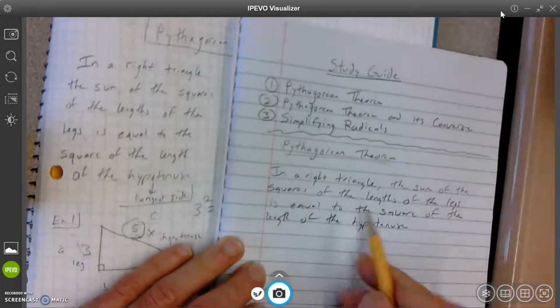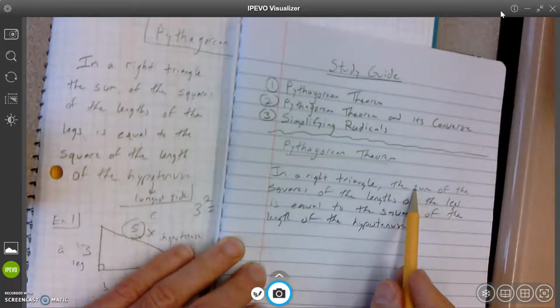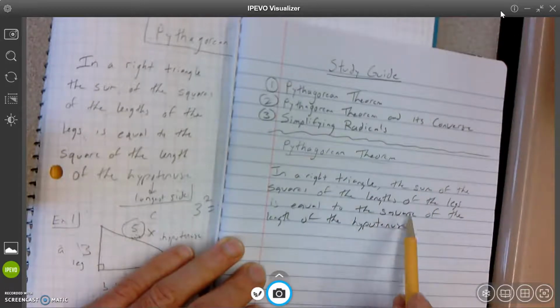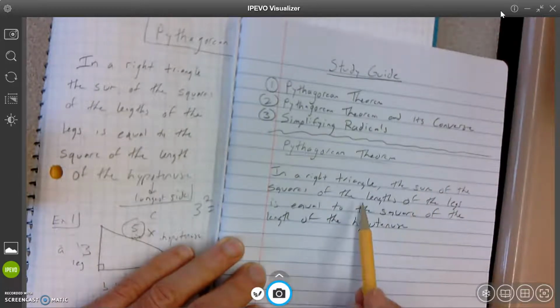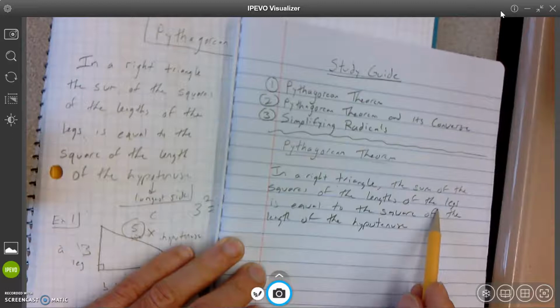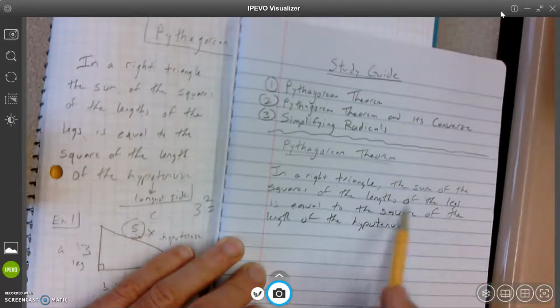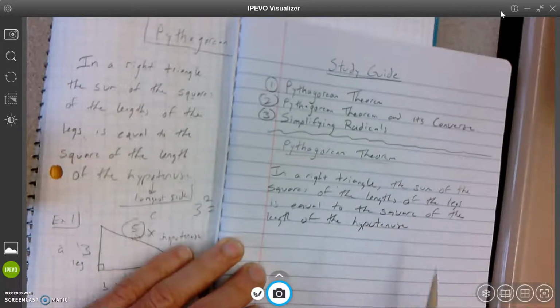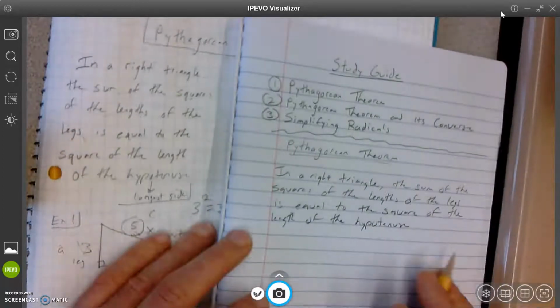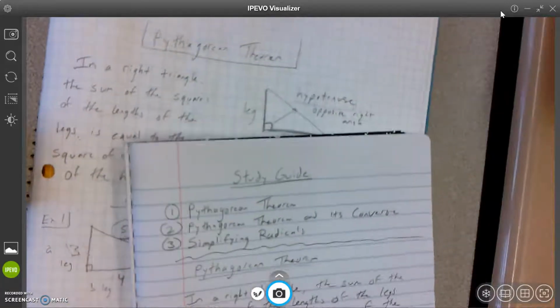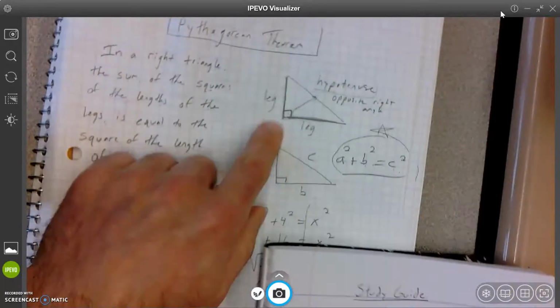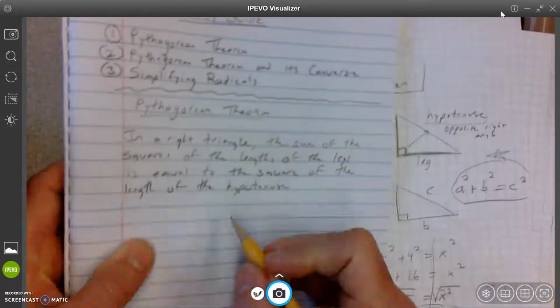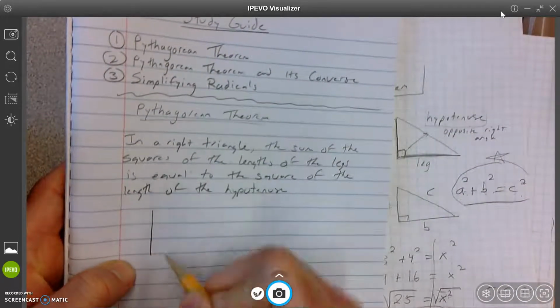Okay, so I wrote that down. So I add up the squares of the lengths of the legs. So I square the legs and I add them up and I get equal to the square of the hypotenuse. Okay, so I'm starting to understand it. Try to remember it because it might have been a while. So now I'm going to look here. Oh, here's some pictures. So let's copy those down. Those are important. So here we go.